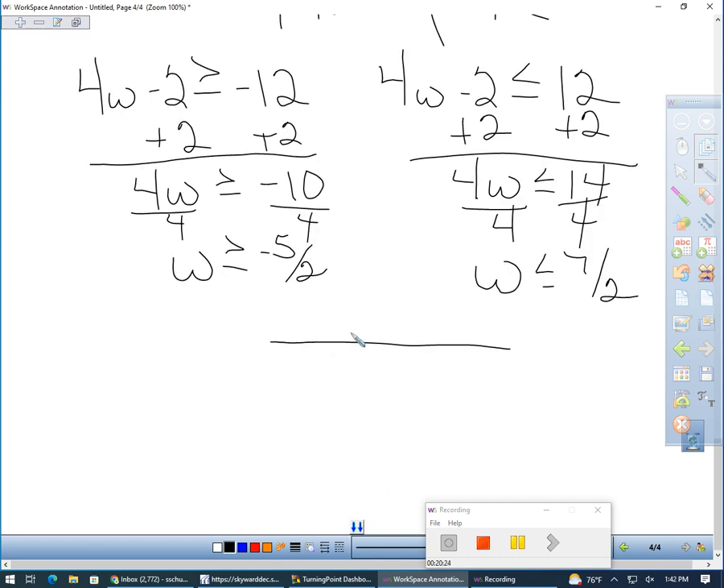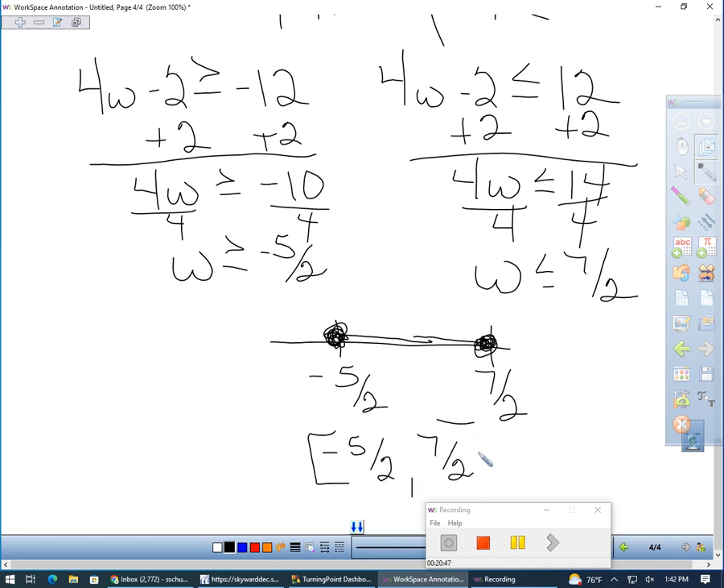So on my number line at -5/2, I have a closed dot, and this goes to the right. At 7/2, I have a closed dot, and it goes to the left. My interval notation then would be bracket -5/2 to 7/2 with a bracket. So any number that falls within that interval, that solution set, will make my inequality work. Okay? All right. So I really only have one more thing to talk about.